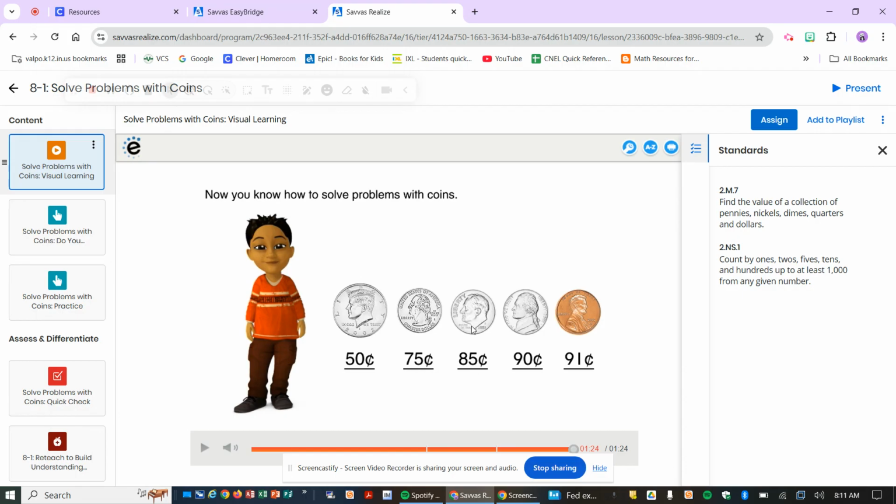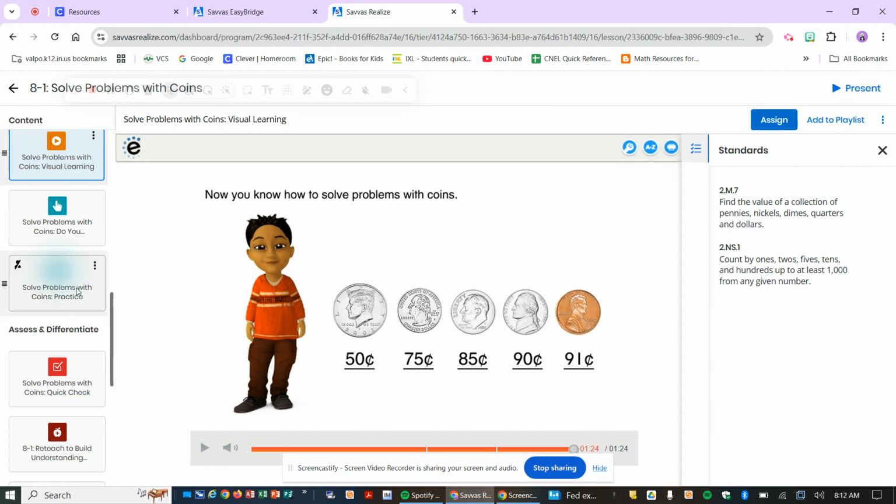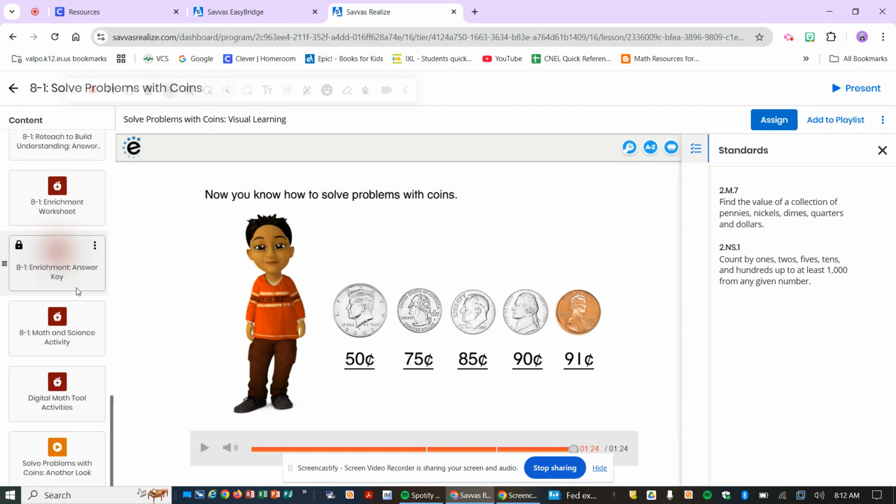75 cents plus a dime, which is 10 cents, equals 85 cents. Plus a nickel, which is 5 cents, is 90 cents, plus a penny, which is 1 cent, is 91 cents. So these numbers at the bottom show counting on, okay? We're going to watch another look, and then we will look into our math book.